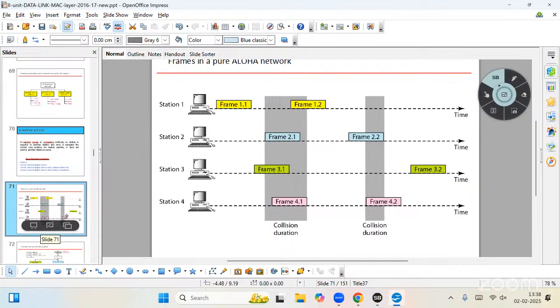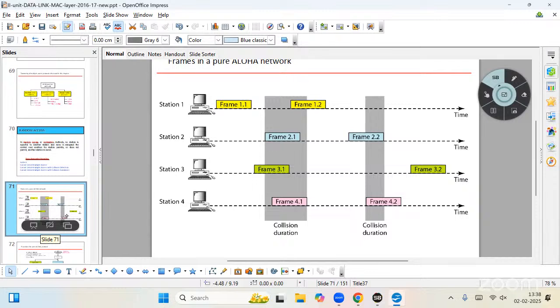Aloha. So okay, Aloha, how many times? Two times. What are the two times? Pure Aloha and Slotted Aloha. So pure Aloha is a number of stations. They want to send the data in the form of frames.